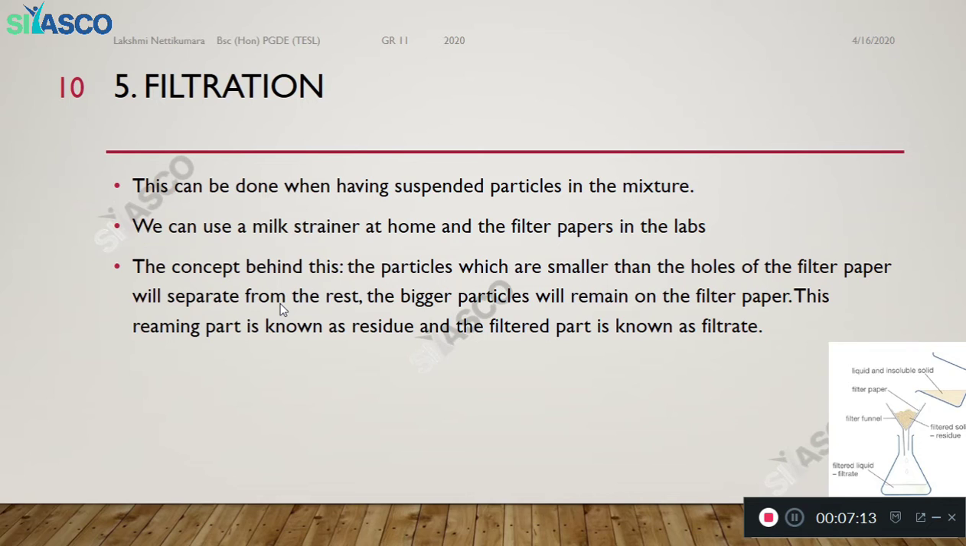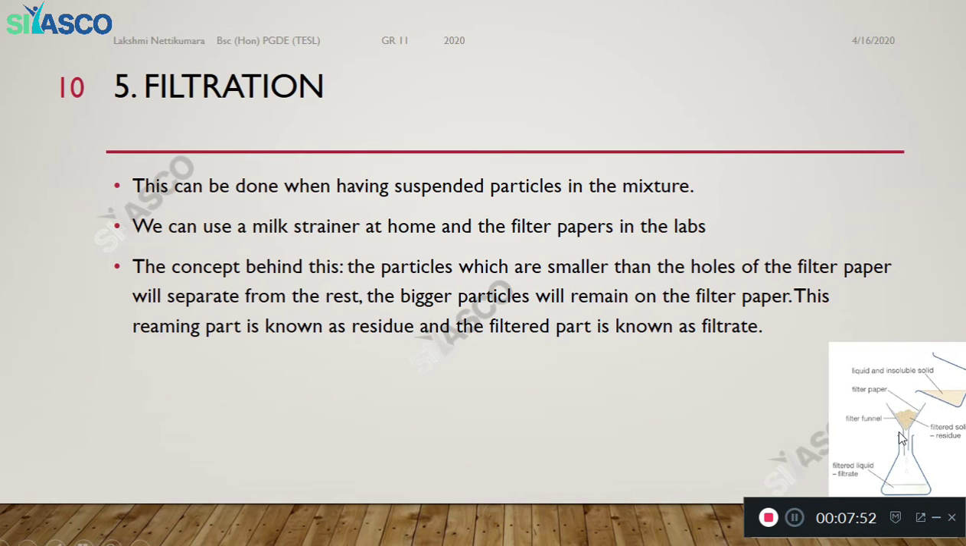The fifth method is filtration. To do filtration, we need either a strainer like a milk or tea strainer, filter paper or a muslin cloth-like material. We can practice this method when a non-soluble solid is mixed with a solvent. Now look at the diagram given. There you can see a liquid and an insoluble solid. Just imagine this as muddy water.